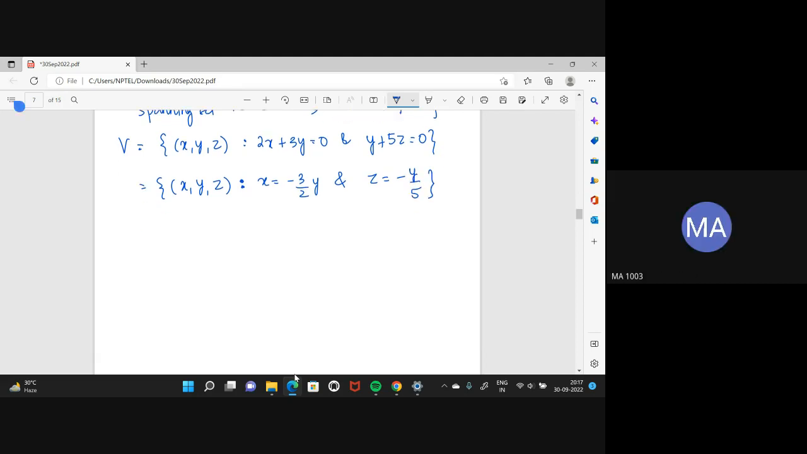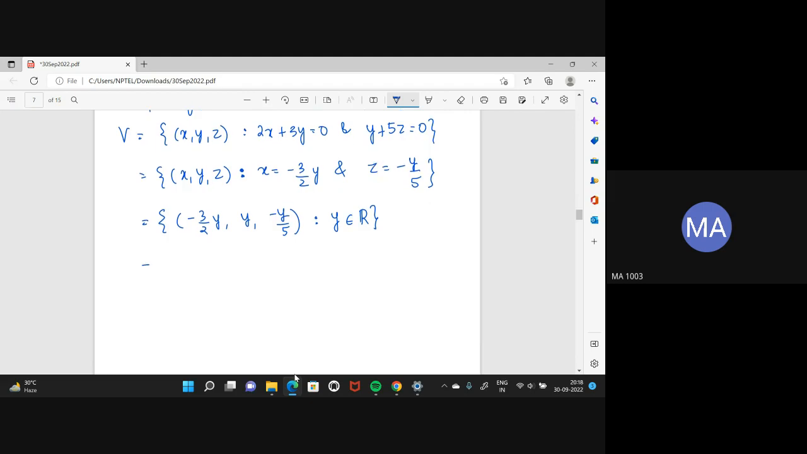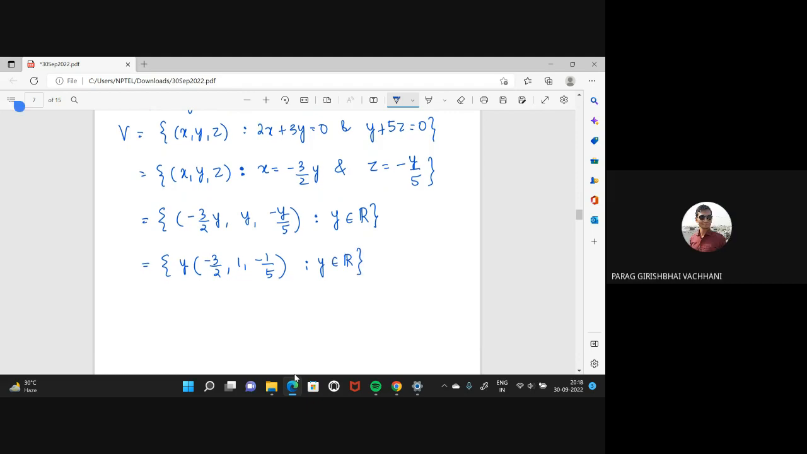Right. So can I write this set as the set of all minus 3 by 2 y, y, minus y by 5? y can be anything, right? There is no restriction on y. So can I write this as the set of all y times minus 3 by 2, 1, minus 1 by 5, where y can be anything? Yes, ma'am.